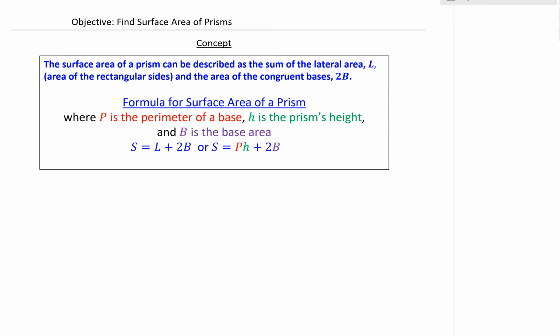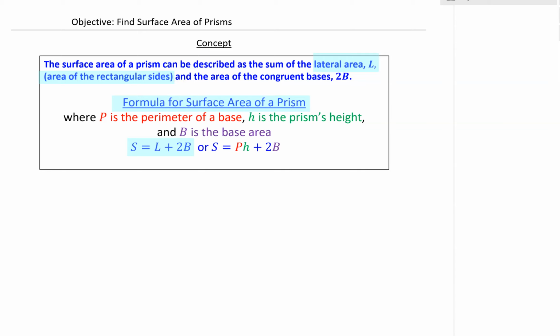I'm starting this video by going over the formula that can be used to find the surface area of a prism if we are given the formula or we remember the formula. So, the formula for a surface area of a prism we're looking at here. Here's its general form, and what we need to realize is that L, remember, is talking about what's called lateral area. Lateral is a word that refers to sides, and the sides in a prism, remember, are the rectangles. Therefore, lateral area, L, is the area of all of the rectangular sides.